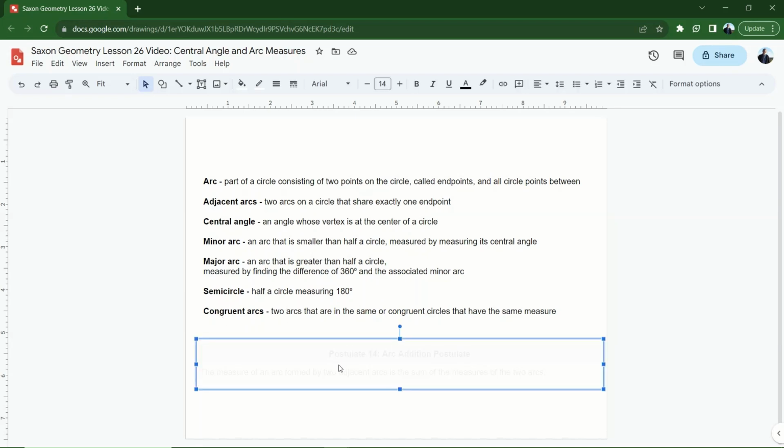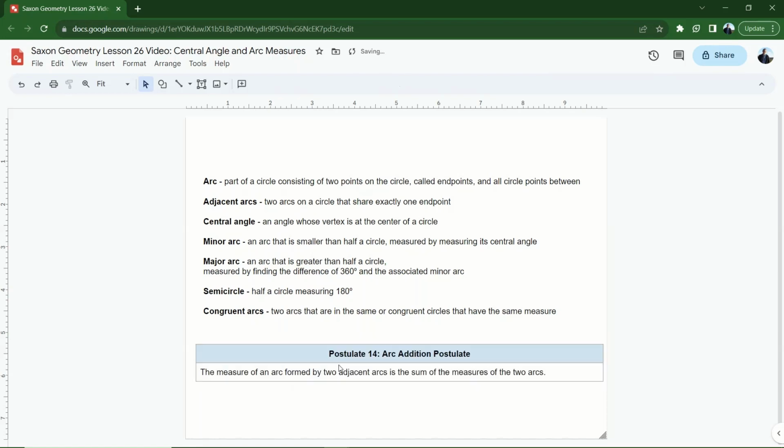Last thing I want to mention is that just like we had a segment addition postulate, we have an arc addition postulate. The measure of an arc formed by two adjacent arcs is the sum of the measures of the two arcs. If we add two arcs together, we get the total measure of the arc formed by those two adjacent arcs together. All right, now we've got the vocabulary down. The next thing we're going to do is start working some practice problems.